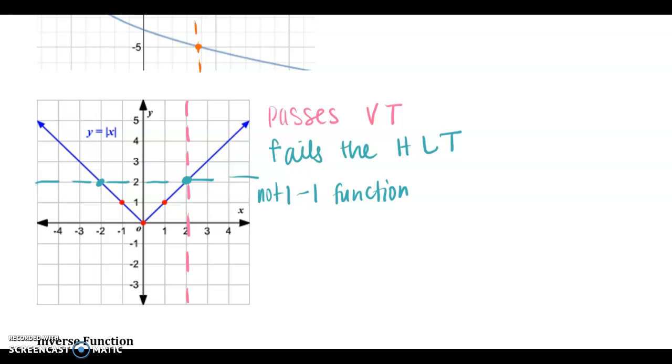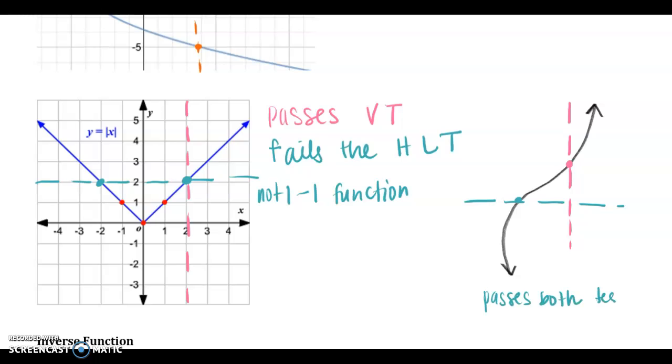Just a quick example of something that does pass the horizontal line test would be this one. So here's a horizontal line, and if I were to move that line left or right, it would only touch the graph at 1 point. And then I could do a vertical one, and same thing. If I move it up or down, it would only touch the graph at 1 point as I move that line up and down. So this passes both tests, so it's 1-to-1.